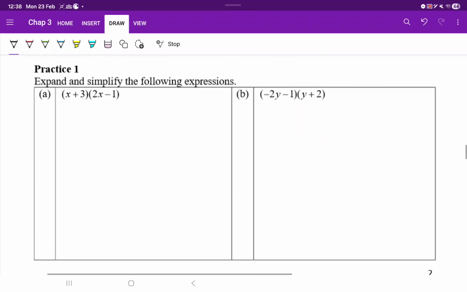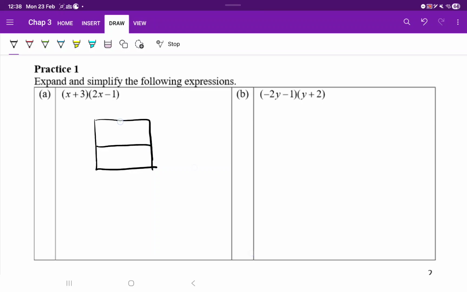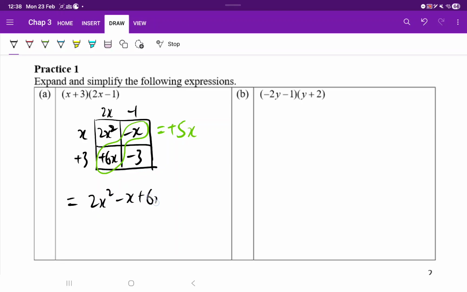Okay, let's go to the next one. Whether or not you want to use the rectangle diagram, up to you, but I'm going to press on. For me, I really believe that you should just learn it and use it. So I'm going to do the rectangle: 2x squared minus x plus 6x minus 3. The diagonals give plus 5x. So my answer here, first I write the expansion working, then I write the answer. On the other side, I do the same thing.